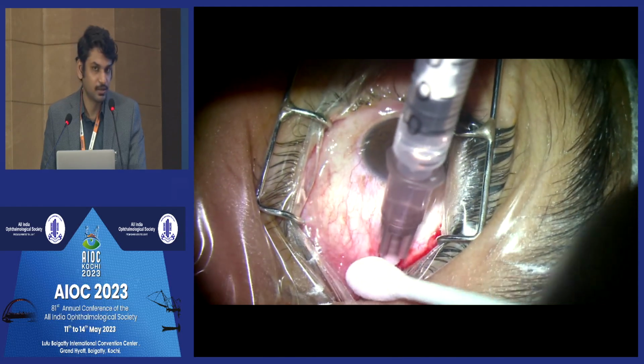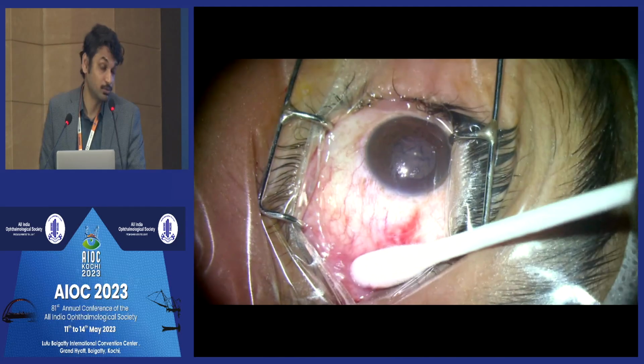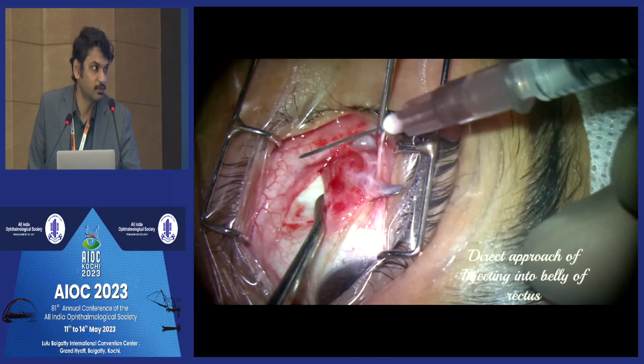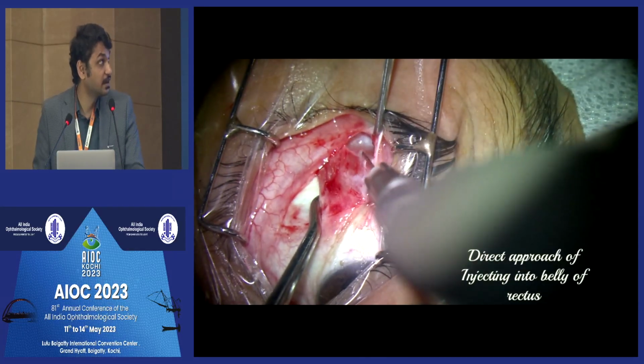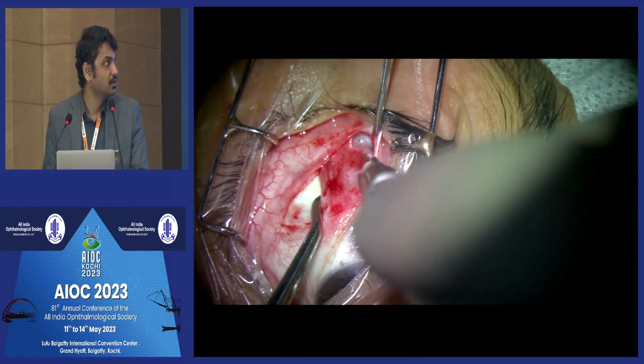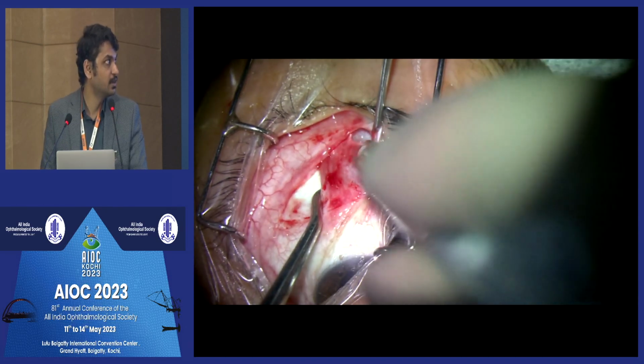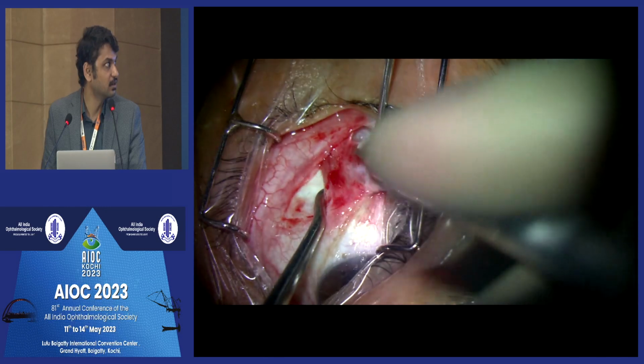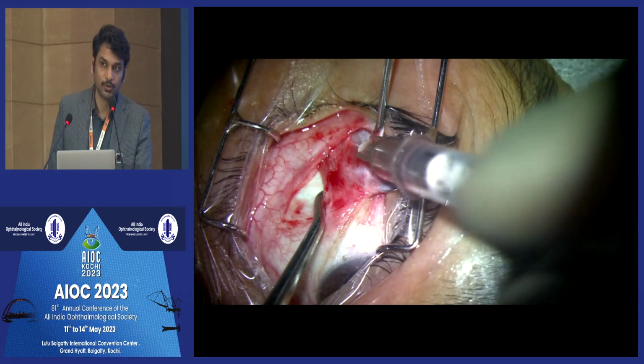Before injecting, to make sure, you can ask the patient to look towards the direction of the muscle and wiggle left and right. And this is a direct approach where we have exposed the muscle, and you can give from the middle 1/3 of the muscle, as the nerve insertion will be in the posterior 1/3.